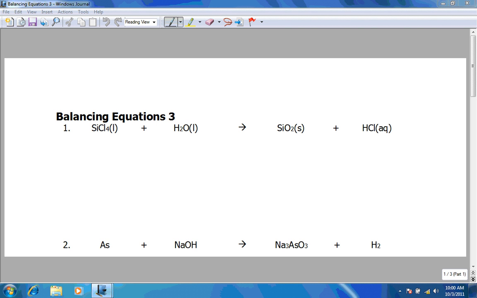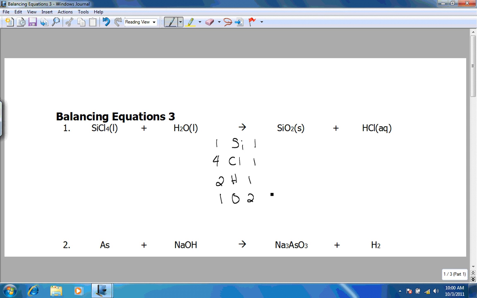Okay, we are now going to start balancing equations worksheet number 3. As always, we're going to write down what elements we have before we start balancing. So, we have silicon, chlorine, hydrogen, and oxygen. We have one silicon on the left and one on the right, so 1 and 1. Chlorines, we have 4 on the left, and on the right hand side we have 1. Hydrogens, we have 2 on the left, and we have 1 on the right. And oxygens, we have 1 on the left and 2 on the right.